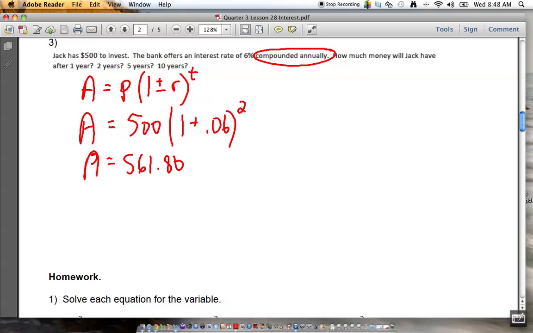561.80. So that's the total amount in the account. How much interest was earned? 61.80, right? Okay. Now, let's do 5 years. Oh, 10 years. Do 10 years.